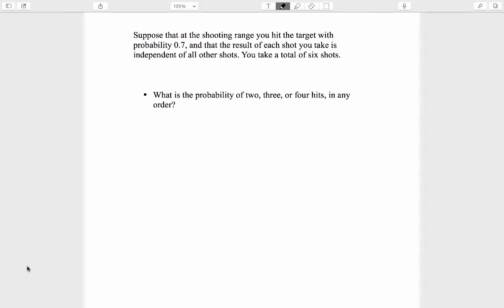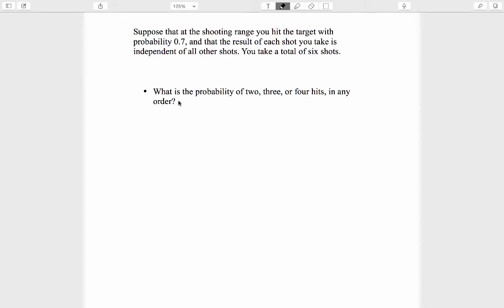Suppose that at the shooting range you hit the target with probability 0.7, and that the result of each shot you take is independent of all other shots. You take a total of 6 shots. What is the probability of 2, 3, or 4 hits, where the hits can come in any order?